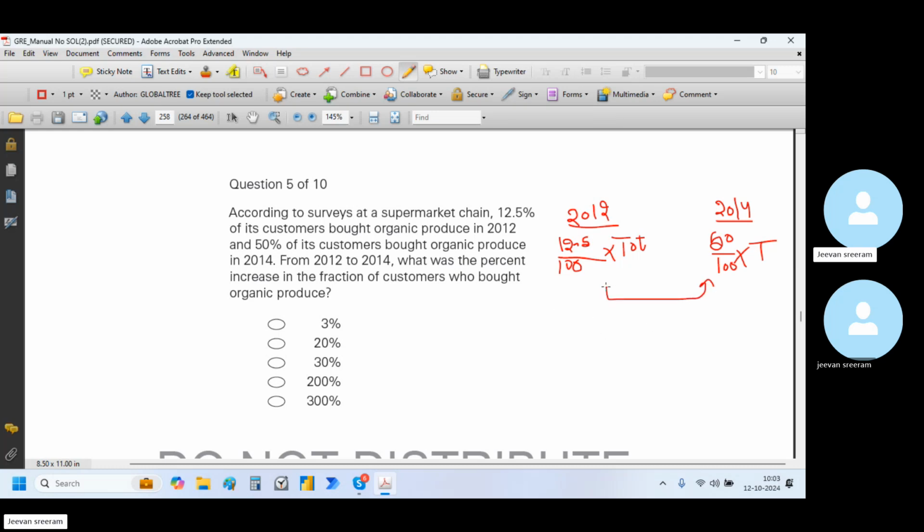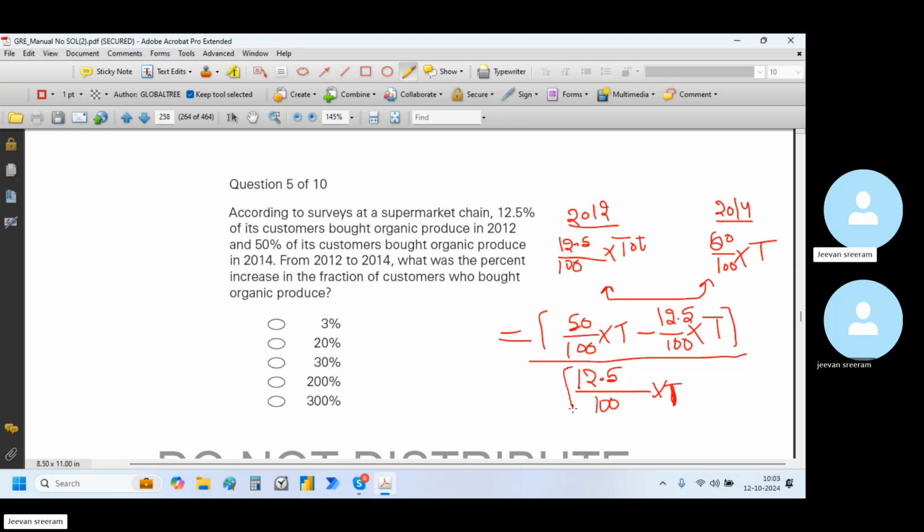Okay, so percentage increase has happened on this. So difference divided by 50 minus 12.5. So these quantities are going to be cancelled, no? So for example, let me write like this: 50 by 100 for better understanding, minus 12.5 by 100 into T. For the increase, the lower value must be taken in the denominator: 12.5 by 100 into T into 100.